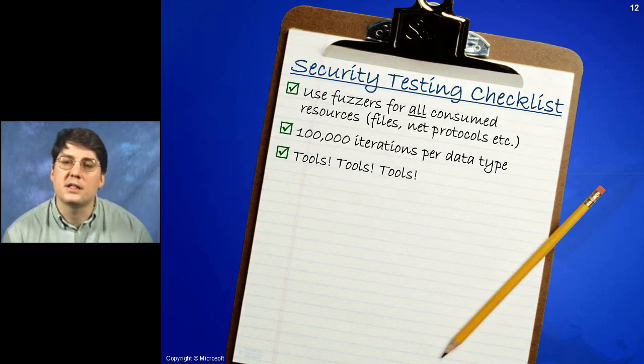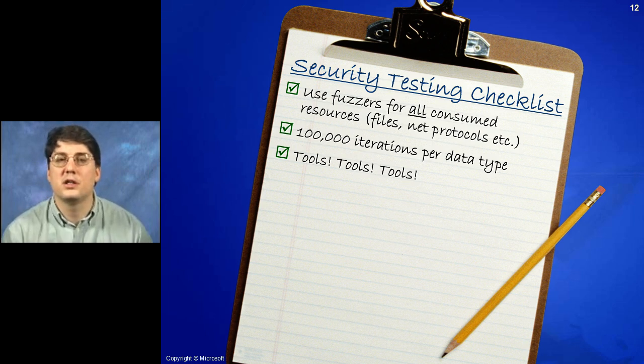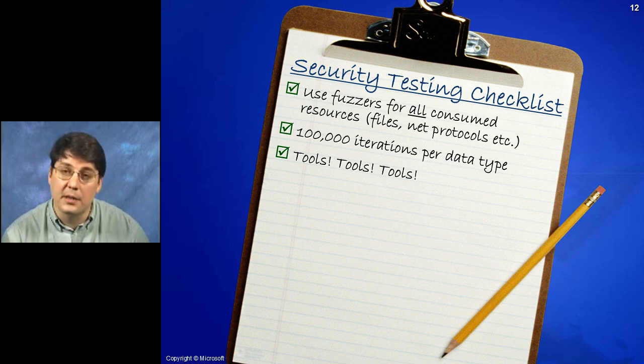So from a security testing checklist point of view, use fuzzers for all your consumed resources, files, network protocols, timing interfaces, environment variables, everything you have there. At a minimum, you should look at 100,000 iterations per data type. That's probably the minimum acceptable range when you're looking at fuzz testing, and that can be a significant amount of work, so certainly build it into your schedule.